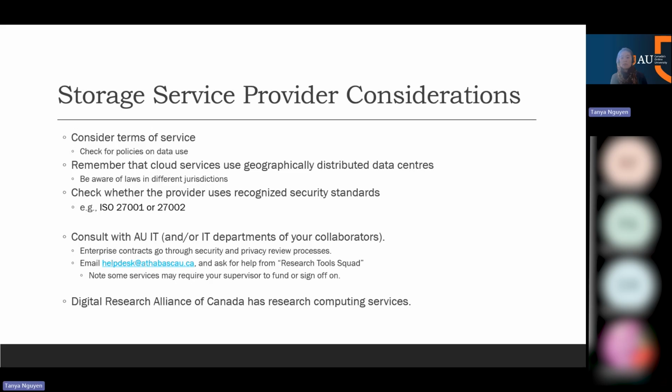Yeah, and I just wanted to emphasize one more time to consult with AUIT if you're part of a research team who has collaborated with another institution. I just wanted to reiterate that. For example, if you want to contact IT, you can email them at helpdesk@athabascau.ca, and you can ask for the research tool squad.